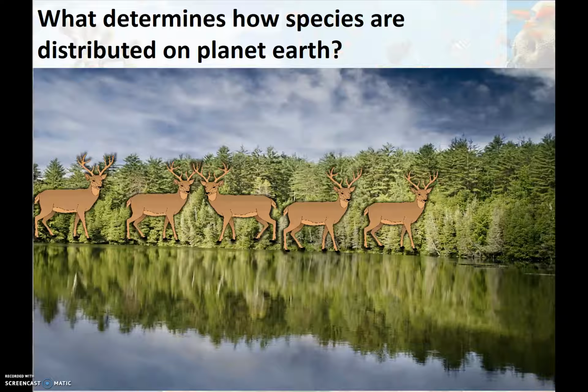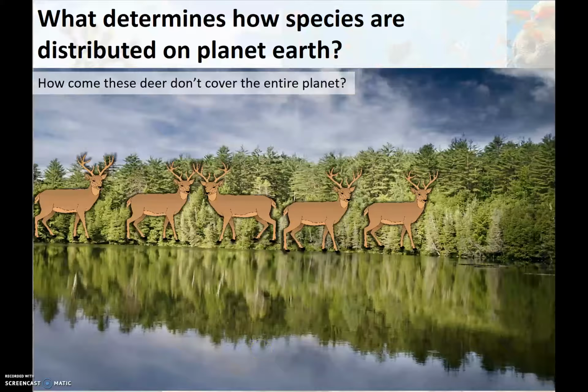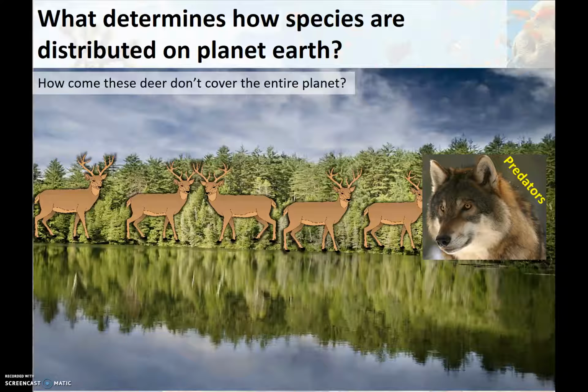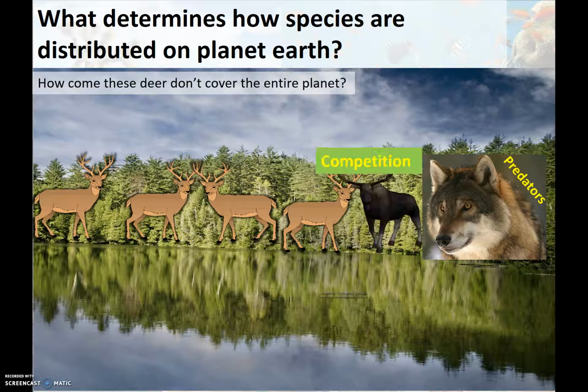So now what determines how species are distributed on planet Earth? Well, how come these deer don't cover the entire planet? Well, we talked earlier about dispersal on land. I don't think deer are really going to swim across the ocean to change continents. But when you look at other factors, like predators, for example, will keep this deer population in check. There's also going to be competition for resources. The deer and the caribou may eat the same food, and so that prevents that deer population from increasing in size too rapidly.